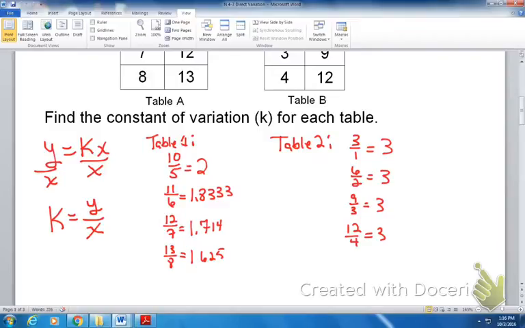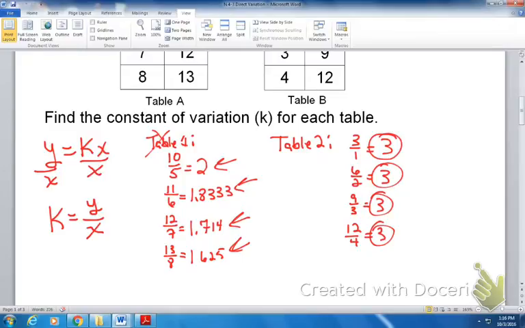Now, if you're going to have direct variation, the k has to be constant. If I look at table 1, each one of these numbers was completely different. So there is no constant variation here. But if I look at table 2, all of them ended up being the same thing, kind of like what we did the other day. So that means we do have a constant of variation.